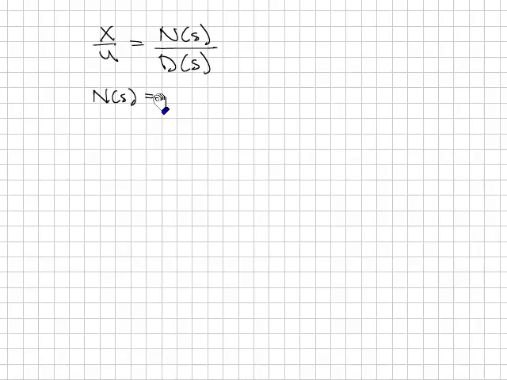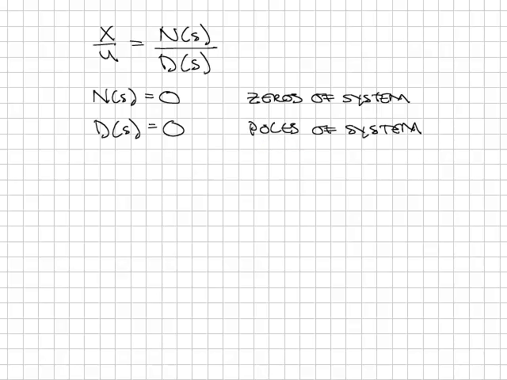There are some important things to note about transfer functions. The transfer function is X over U, which is a polynomial in s divided by another polynomial in s. It'll always have that form. The roots of the numerator are called the zeros of the system. The roots of the denominator are called the poles of the system. You should note also that d of s equals 0 is the characteristic equation for the system.